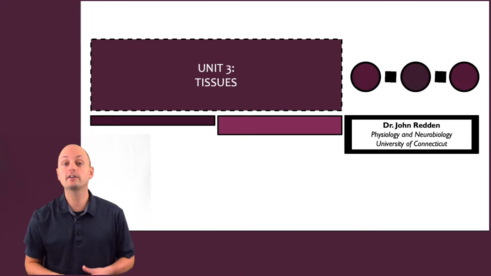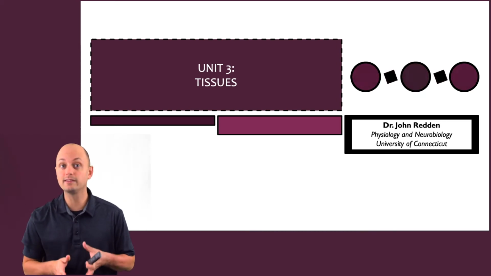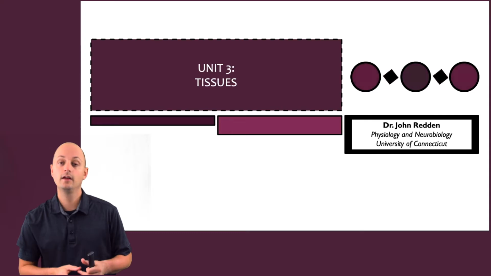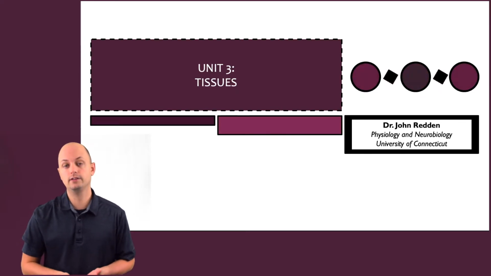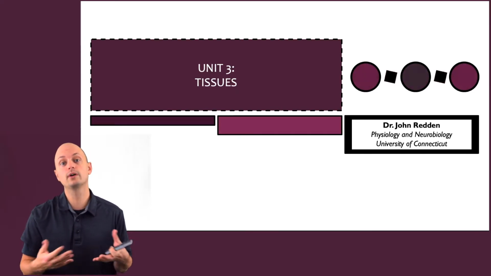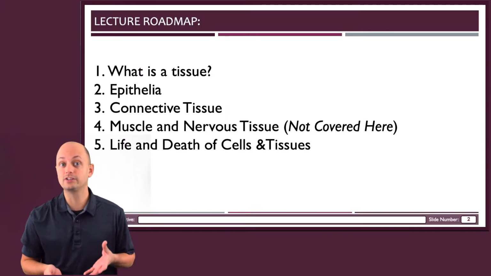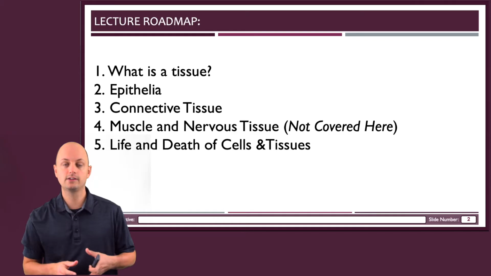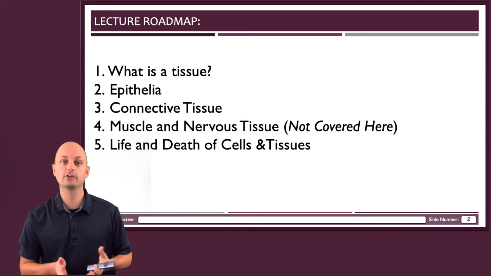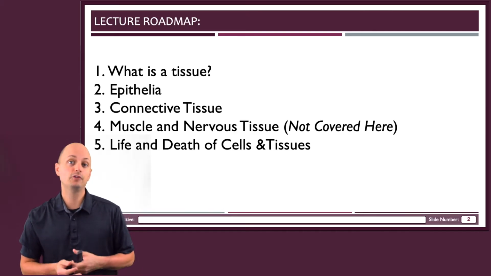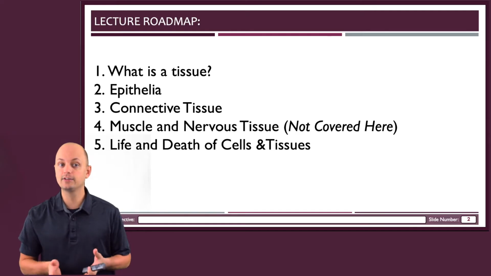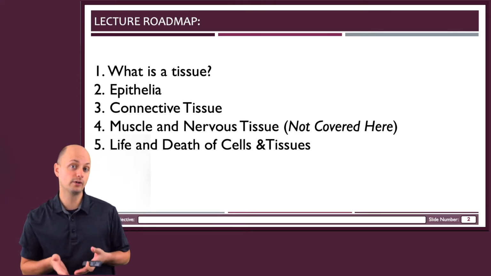In this unit, we'll be talking about the characteristics of the four basic tissue types inside the body, as well as some general characteristics of cells and tissues that we'll be referring back to throughout the entire course. So I'm going to start by defining what a tissue actually is, and then we'll move into talking about specific tissue types, the first one being epithelia. After that, we'll take a closer look at connective tissue, and in particular at bone and cartilage.